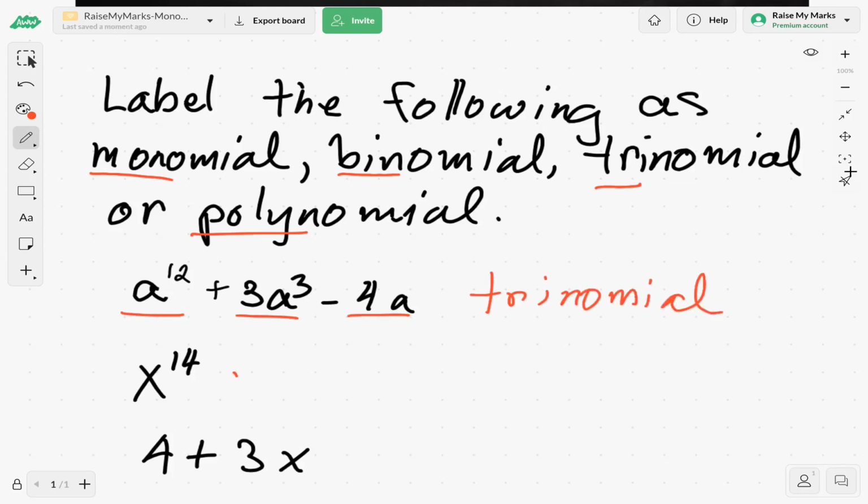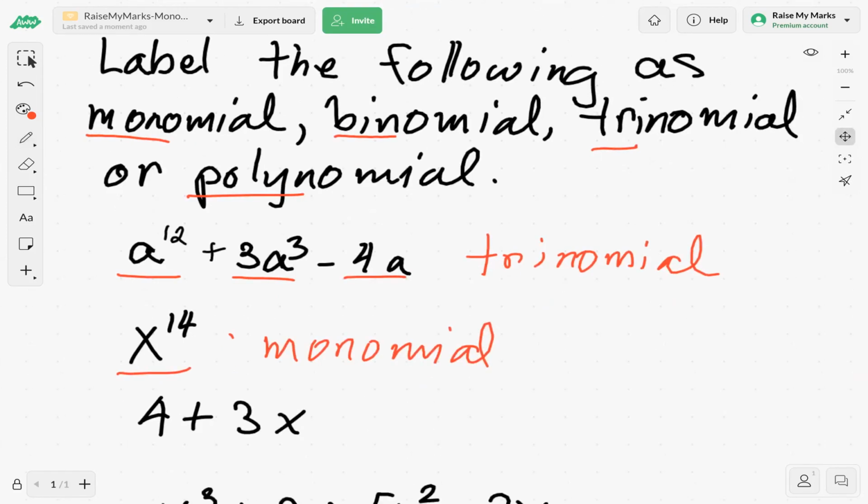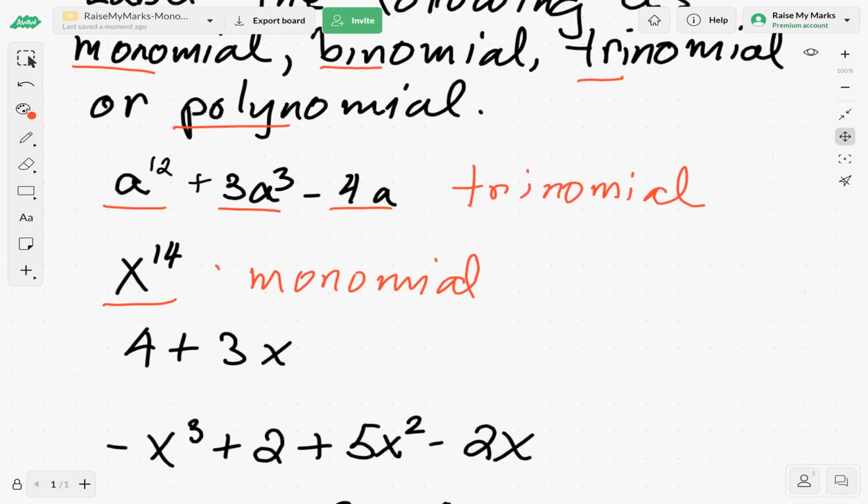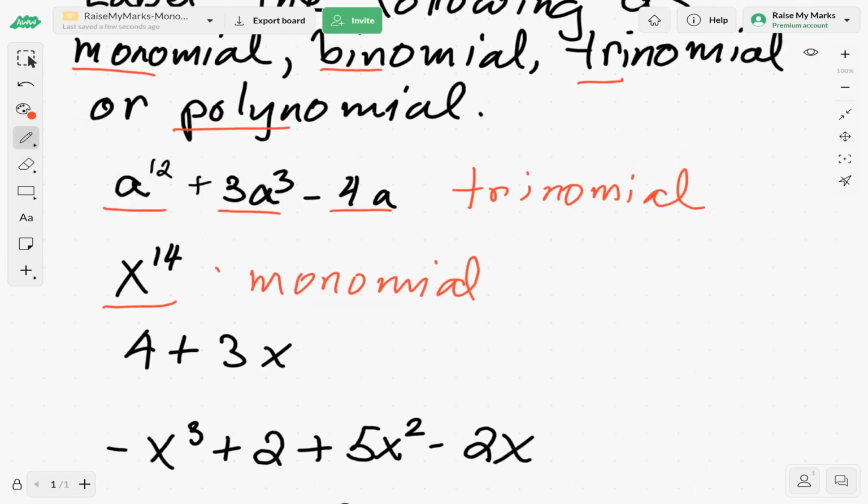Let's look at the next one. So you have x to the power 14, one term, so a monomial. All right, next one. So we have 4 plus 3x, 1, 2 terms, so a binomial.